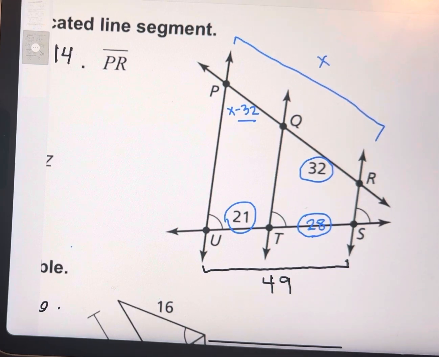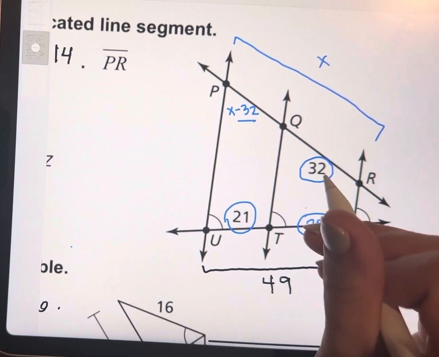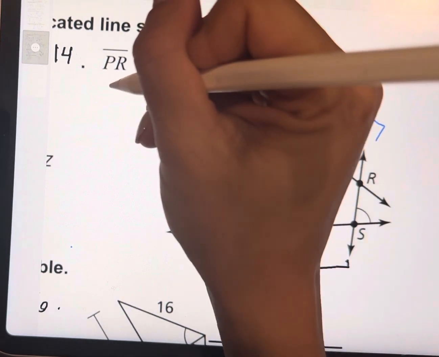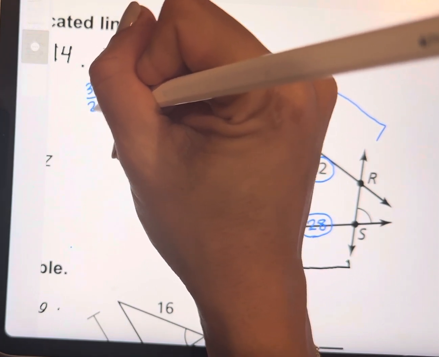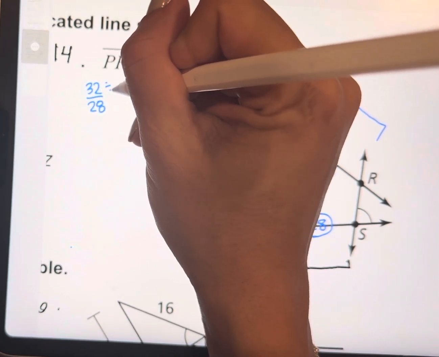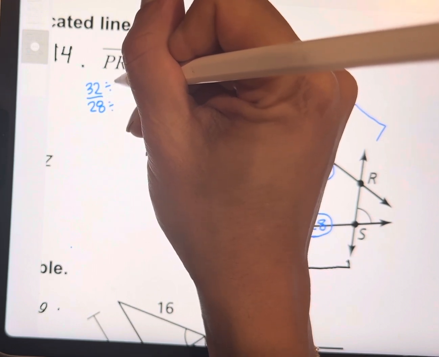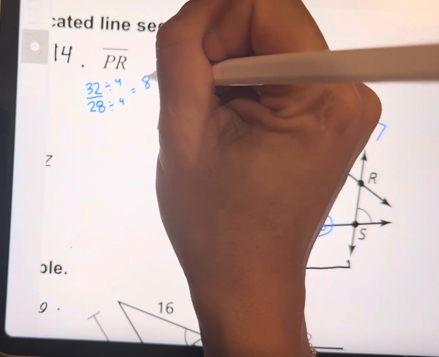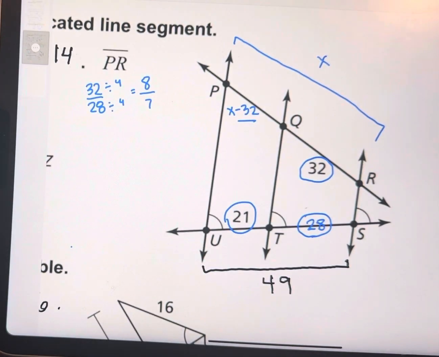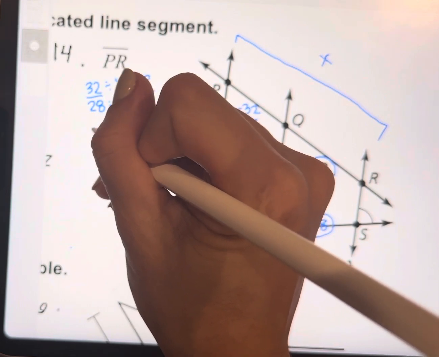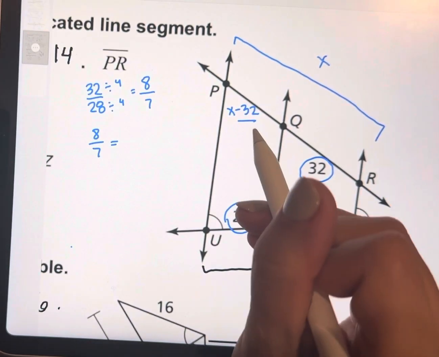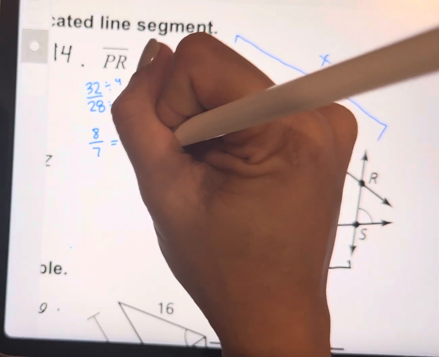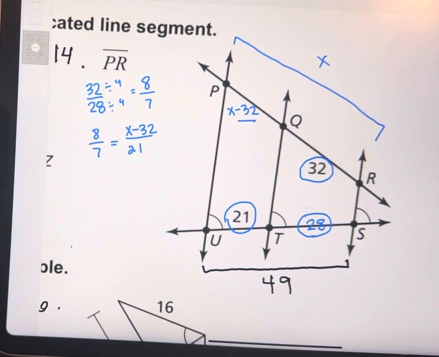Okay, let's go. So first we have 32 over 28, which I want to reduce. They're both divisible by 4. This is 8 over 7. So I'm going to take 8 over 7 and set it equal to x minus 32 over 21. And then I'll cross multiply.